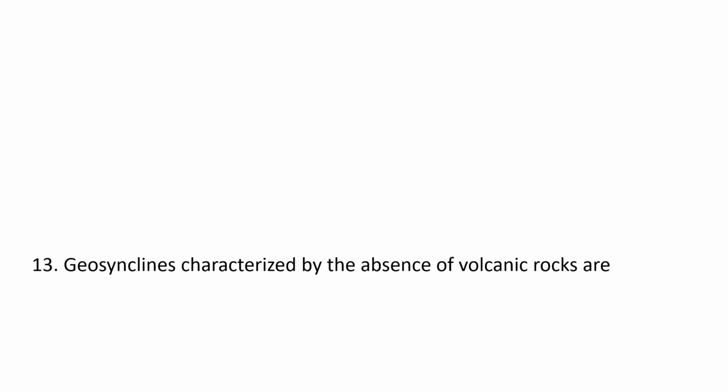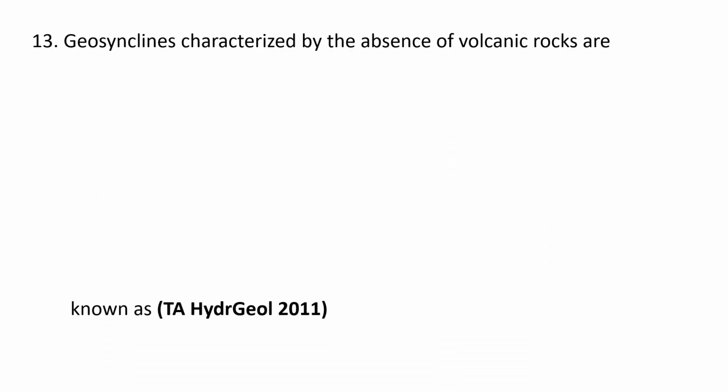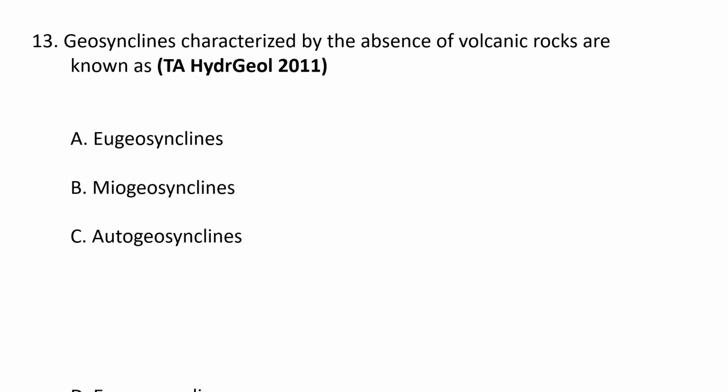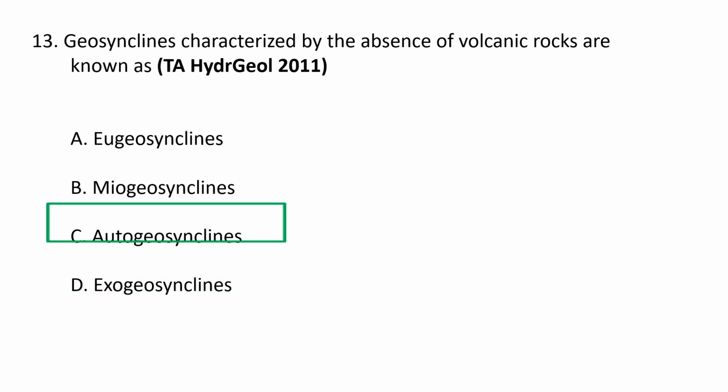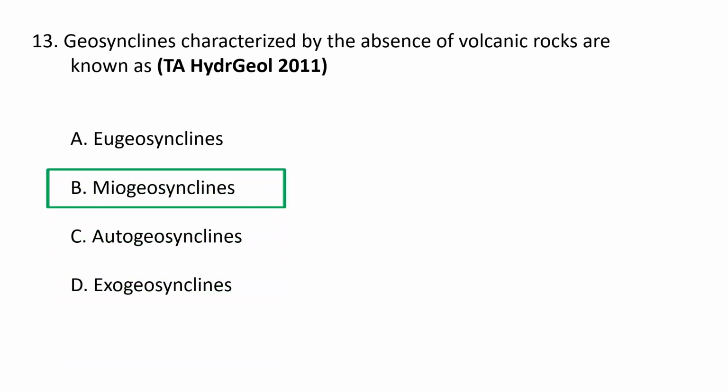Next question. Geosynclines characterized by the absence of volcanic rocks are known as A. Eugeosynclines, B. Myogeosynclines, C. Autogeosynclines, D. Exogeosynclines. So geosynclines which are characterized by the absence of volcanic rocks are known as myogeosynclines. Myogeosynclines are areas of sedimentation that form along the passive margin of a continent, and they are made up of shallow water sediments such as sandstones, limestones, and shales. So B. Myogeosynclines is the correct option.